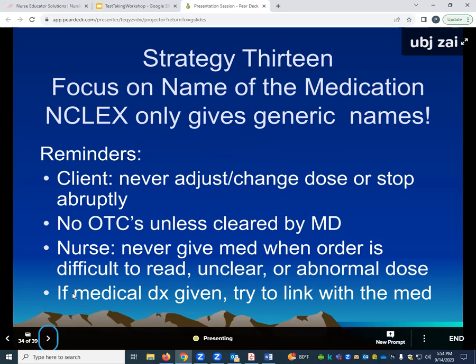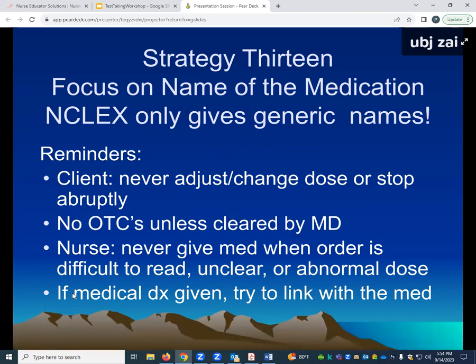Medications. NCLEX will only give you generic names. So you need to be able to know medication categories. There are very common names, common meds that are going to be coming up on NCLEX, and we are highlighting those as we're talking about our various content.